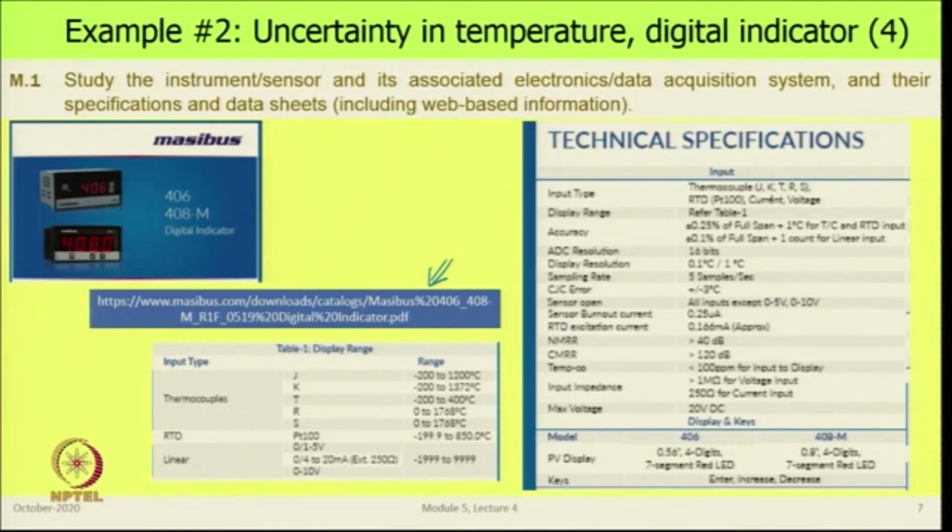It says input type can be JKTRS thermocouple or RTD PT100 thermocouple or a current input or a voltage input. And the display range is as per this table, it says. So, we are going to look at T type thermocouple. The display range here is -200 to 400 degrees Celsius. Then accuracy, it says for thermocouple plus minus 0.25% of full span. Full span means in this case we are going -200 to 400, which is 600 degrees Celsius. So, 0.25% of 600 degrees Celsius is this thing plus 1 degree Celsius.